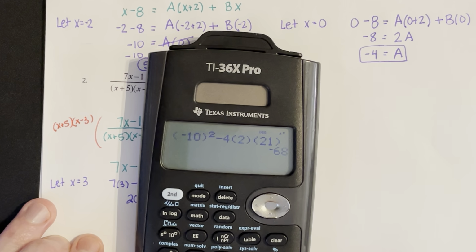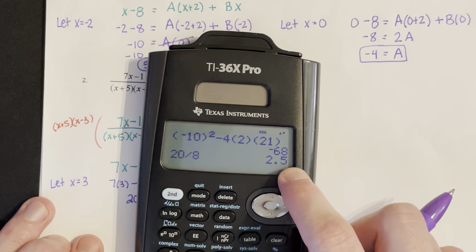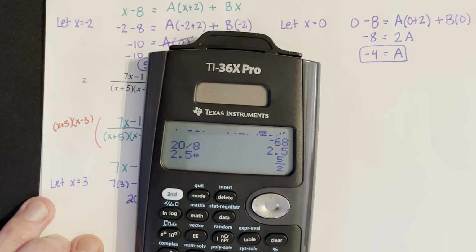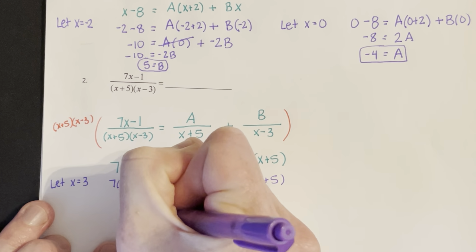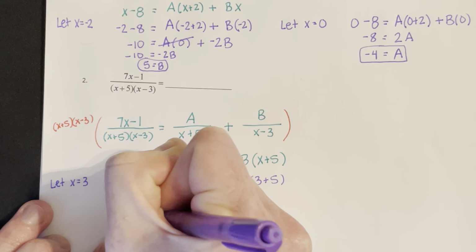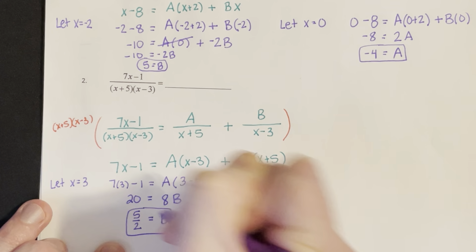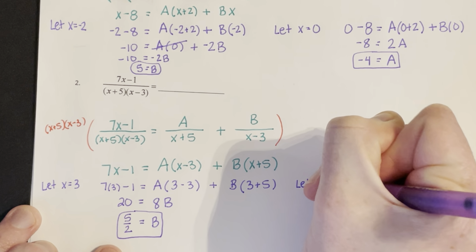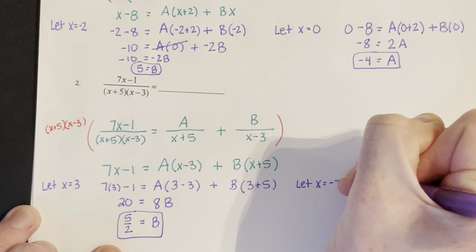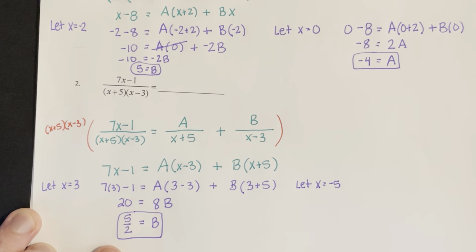And we can use the calculator for that, but it's not going to come out evenly. And we don't want to write a decimal. You always want to turn this back into a fraction, even if it's improper. So for these, it's going to be 5/2. That's our b value. And we then solve for a, so let x equal -5 in this case.